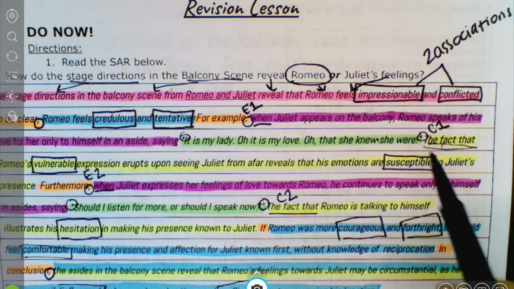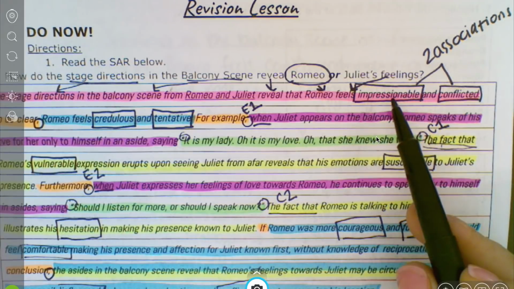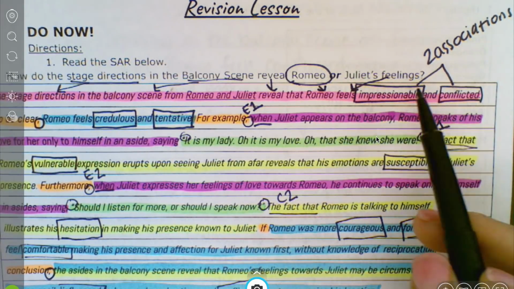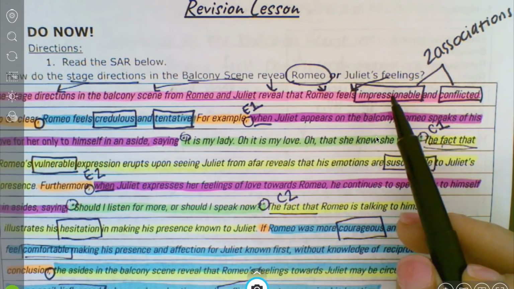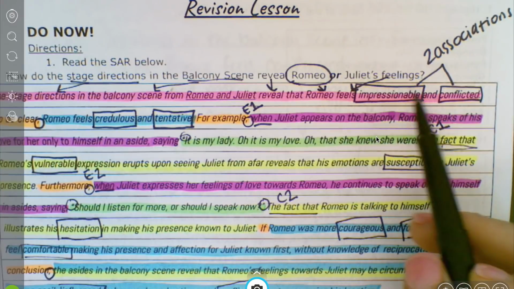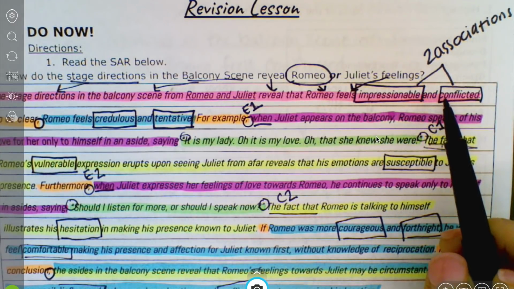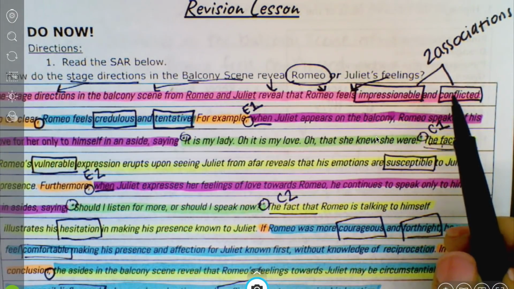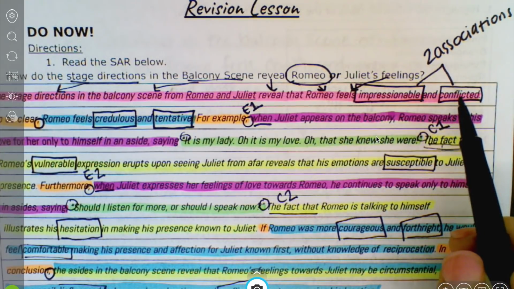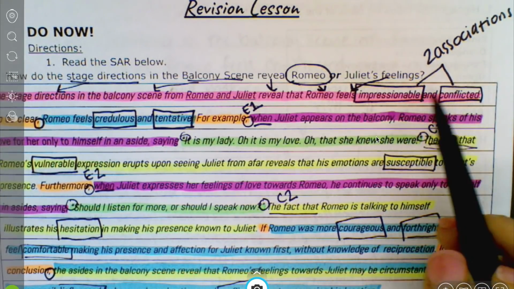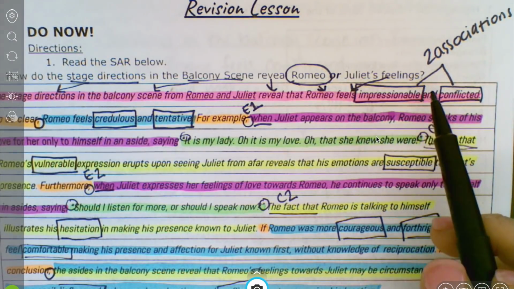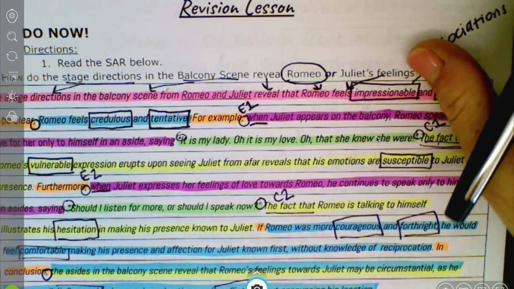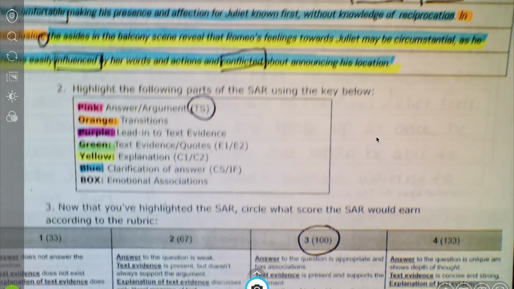Then I see that I have 2 associations. Not just one, but I talk about both of his feelings. He is impressionable on Juliet's feelings. The way she feels impresses him and maybe can change his mind. He's also conflicted because he doesn't know if he wants to let Juliet know that he is there. So these 2 feelings are both what he is feeling. I don't just give one, which means this is a really strong topic sentence, all right? So it wouldn't be a 1.